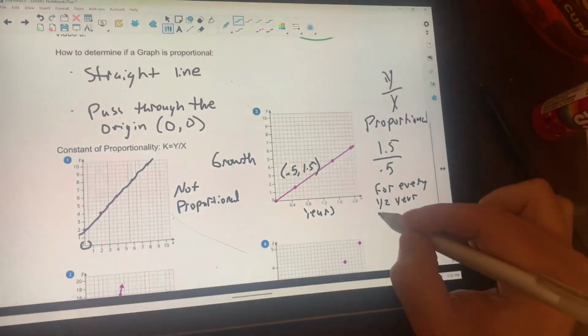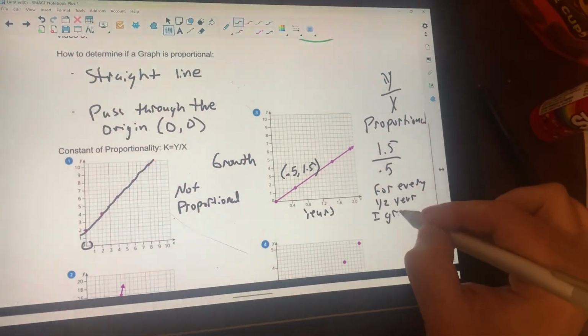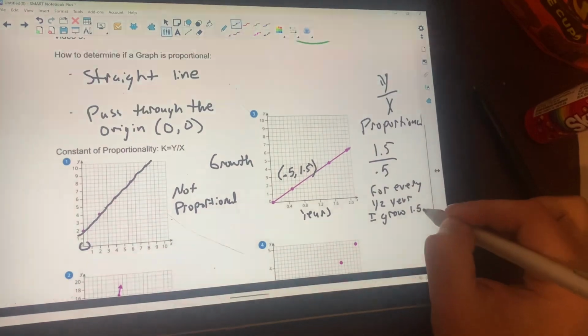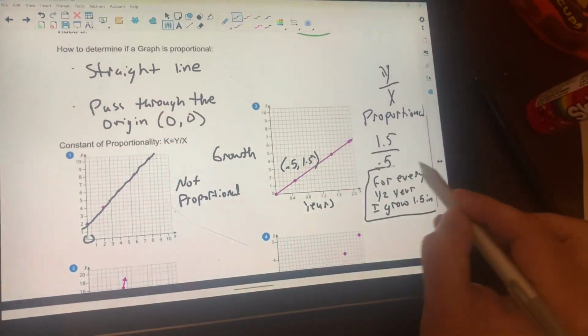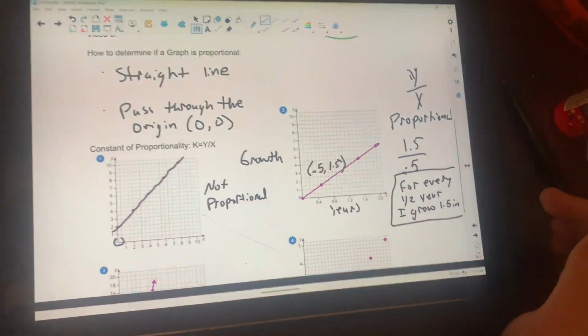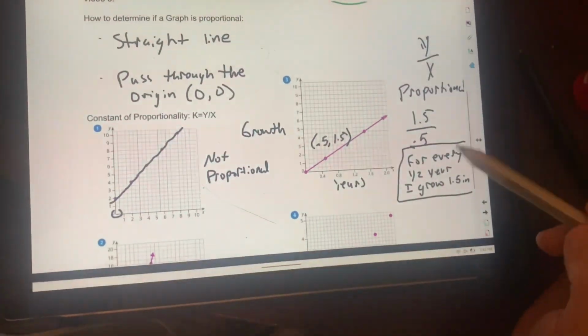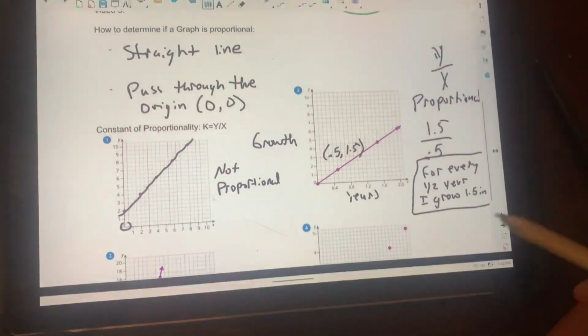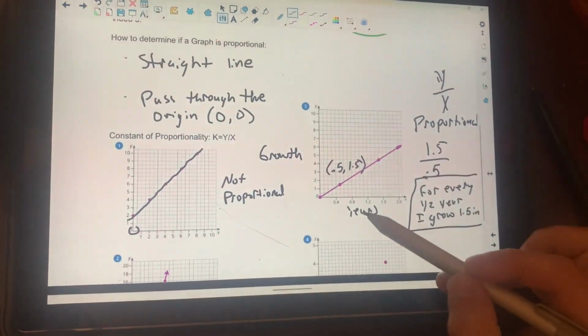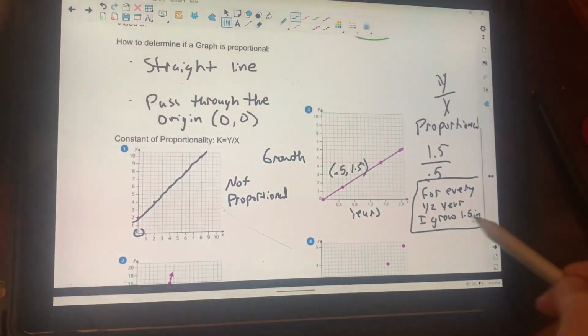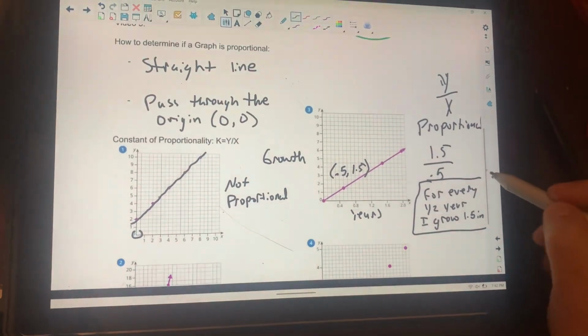I grow 1.5 inches. Now, obviously, that's not true. I mean, that's not a constant. You're not guaranteed to grow 1.5 inches every year. But for this scenario, that's what I was just going to use. So how I would read this is for every half a year, because that's my x-axis, I grow 1.5 inches.